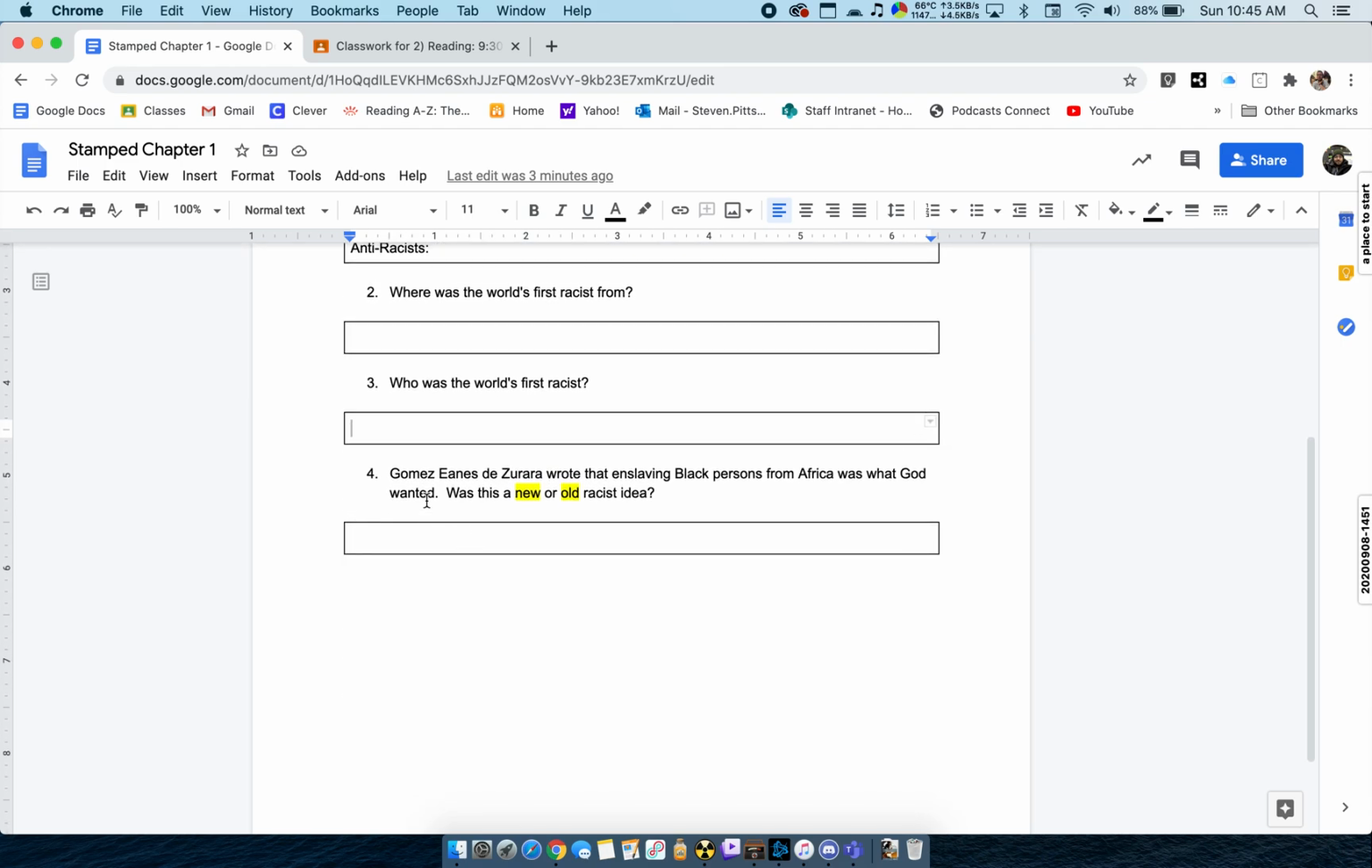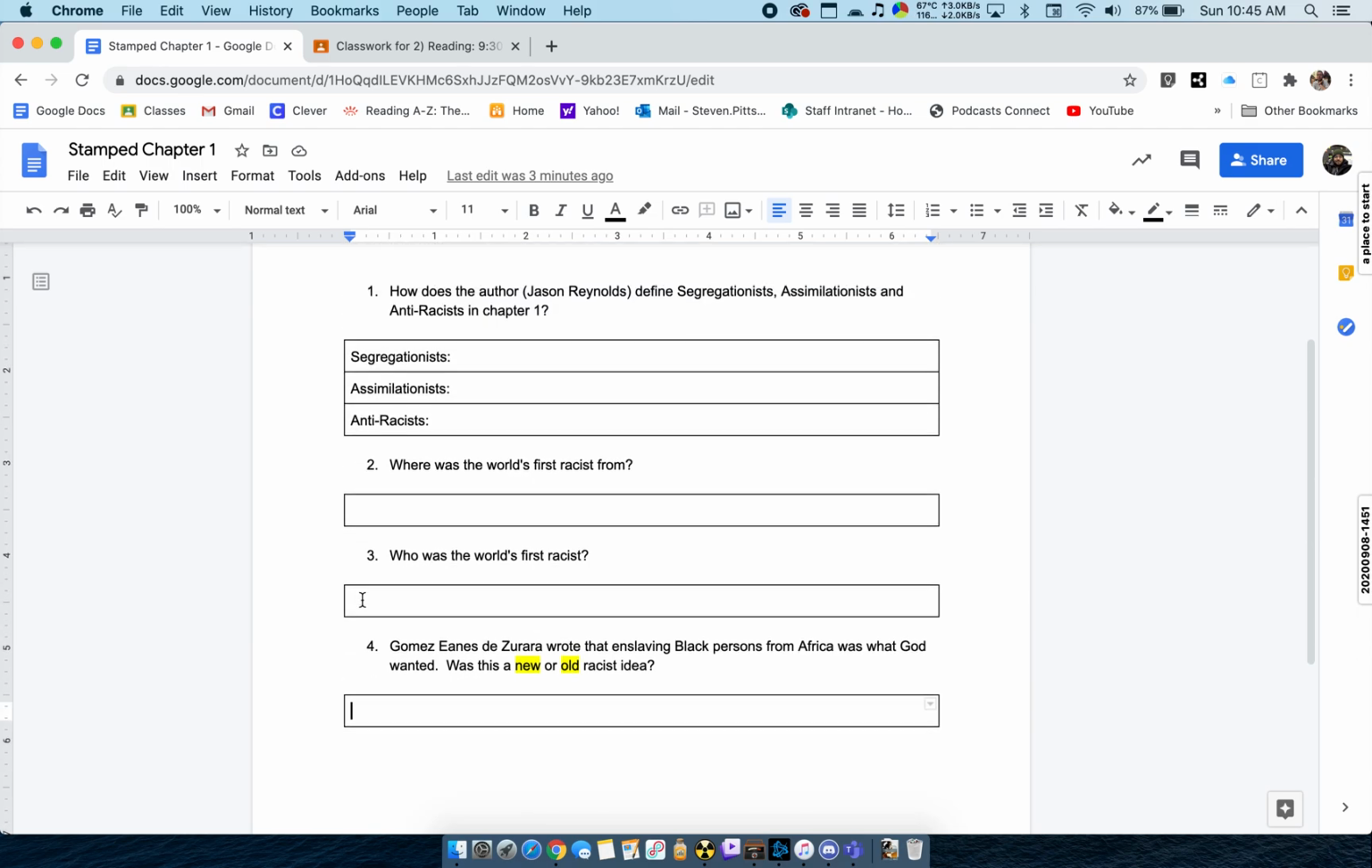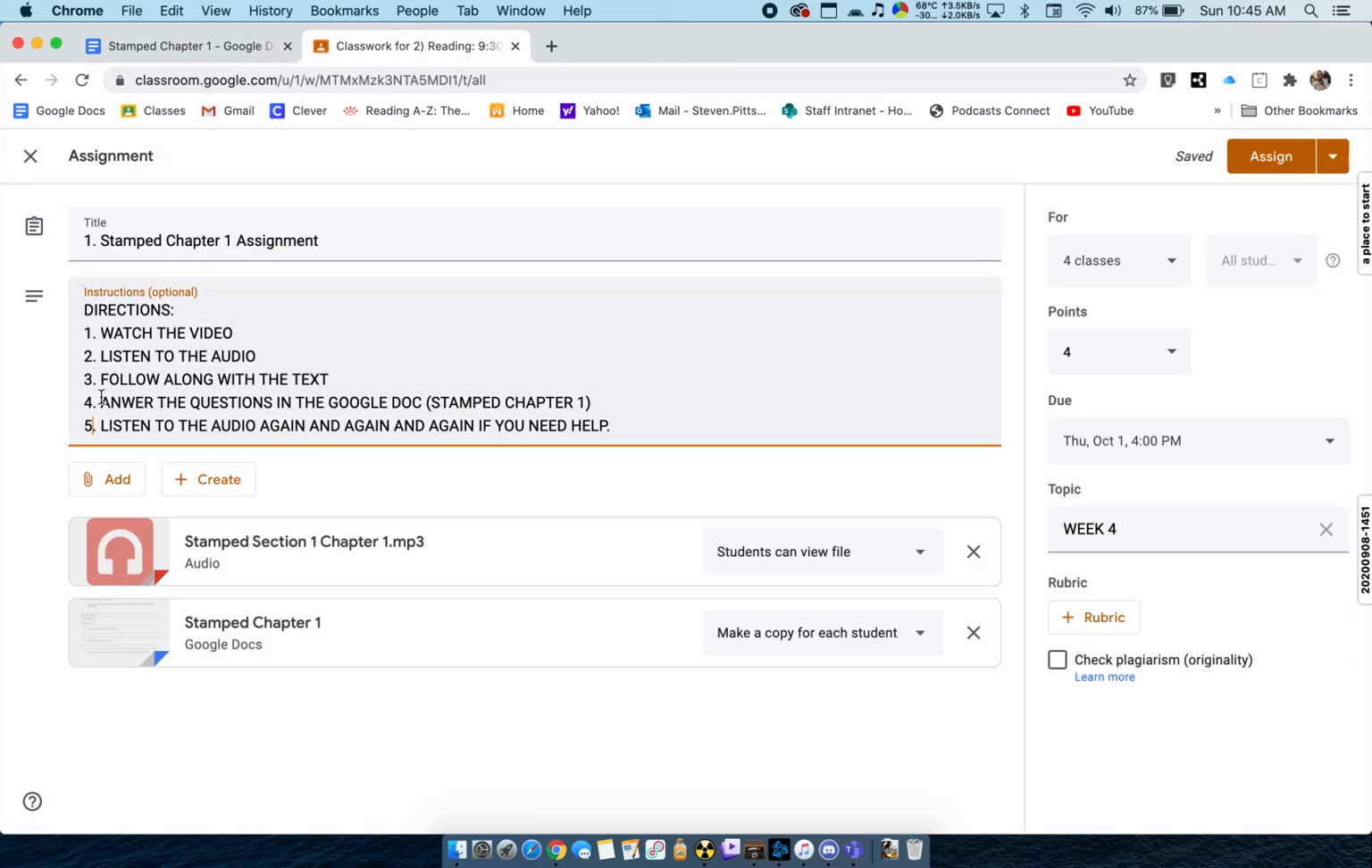And number 4, Gomez Yanez de Zurara wrote a book that enslaving black persons from Africa was what God wanted. Okay, so that's an example of a racist idea. All right, so was this a new or old racist idea? So was Gomez Yanez de Zurara the first person to come up with this racist idea, or was this an old racist idea? Okay, that's all I want in here is new or old. All right, simple enough.